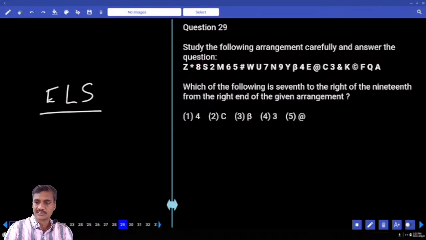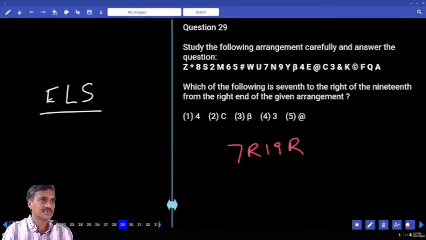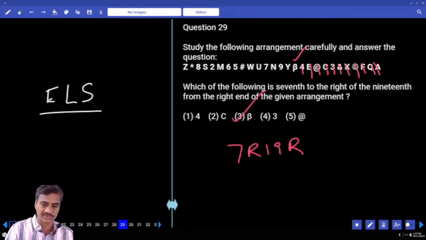Then 29, 7th to the right of 19th from the right. 19th from the right and 7th to the right. Then the difference, 19 minus 7, is 12th from the right. 4, 5, 6, 7, 8, 9, 10, 11, 12. Now what is your answer? Beta, that is choice 3, 29.